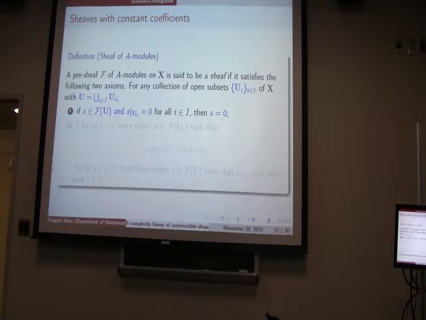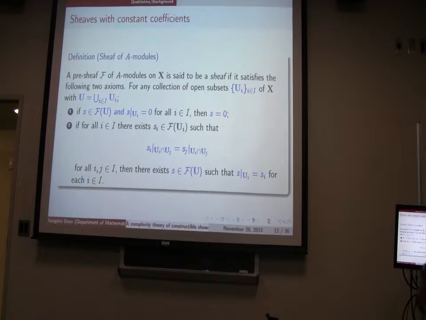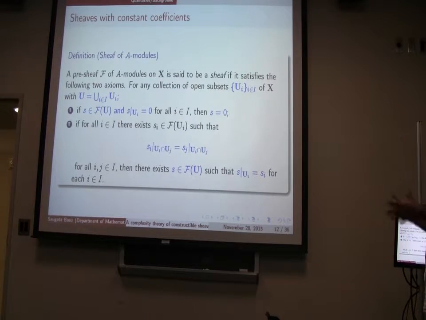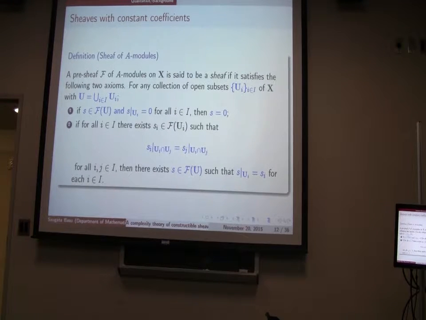then it should be the 0 section. And this local-to-global axiom says that if you have sections over each U_i which are compatible over the intersections, then you can construct a global section over U. So this is of course a very standard definition of sheaves that you see starting from complex analysis.